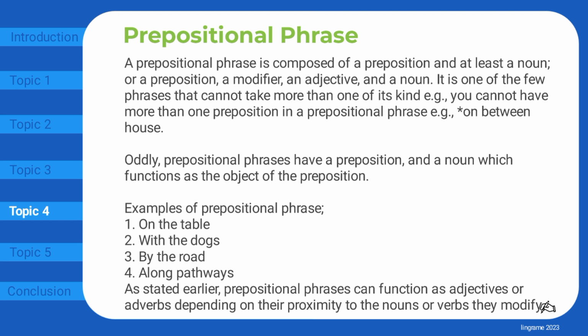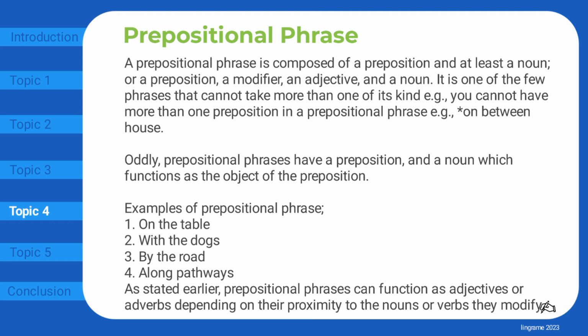Prepositional phrase. A prepositional phrase is composed of a preposition and at least a noun, or a preposition, a modifier, an adjective, and a noun. It is one of the few phrases that cannot take more than one of its kind. For example, you cannot have more than one preposition in a prepositional phrase, for example, on, between, house. Prepositional phrases have a preposition and a noun which functions as the object of the preposition. Examples of prepositional phrases: on the table, with the dogs, by the road, along pathways.